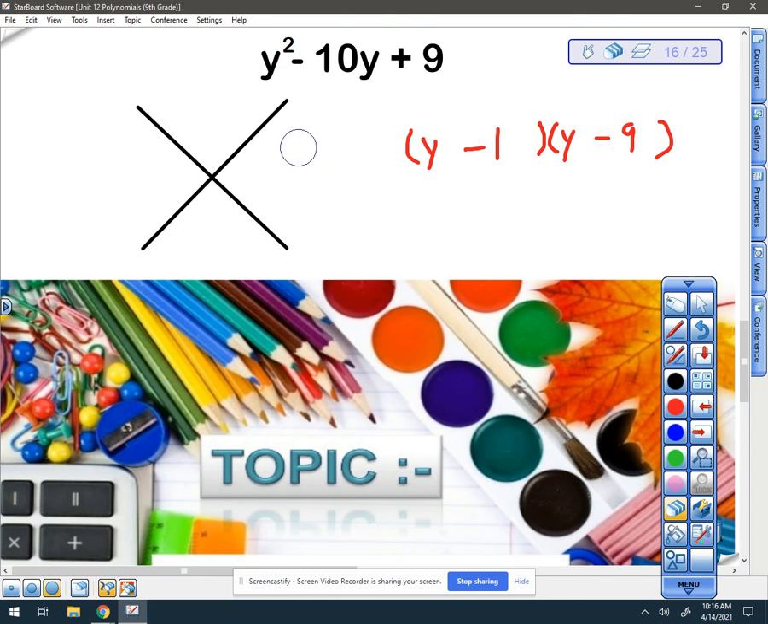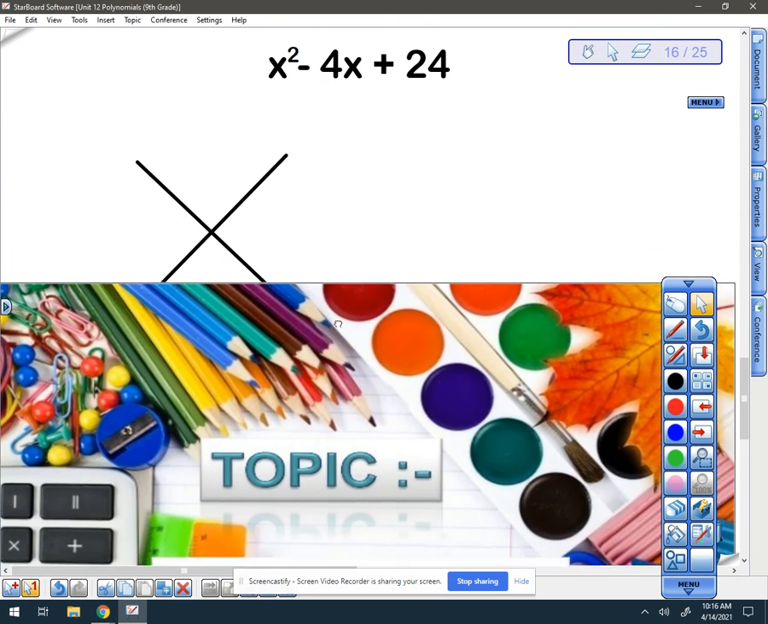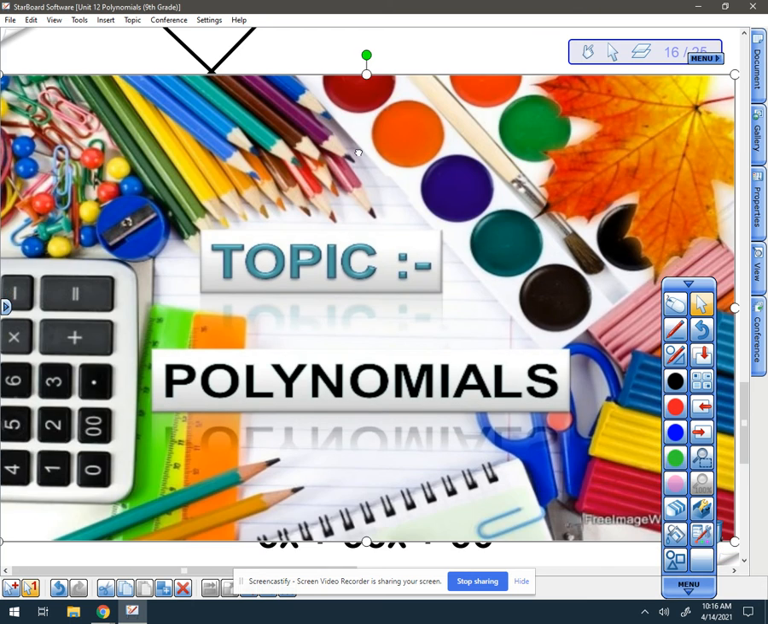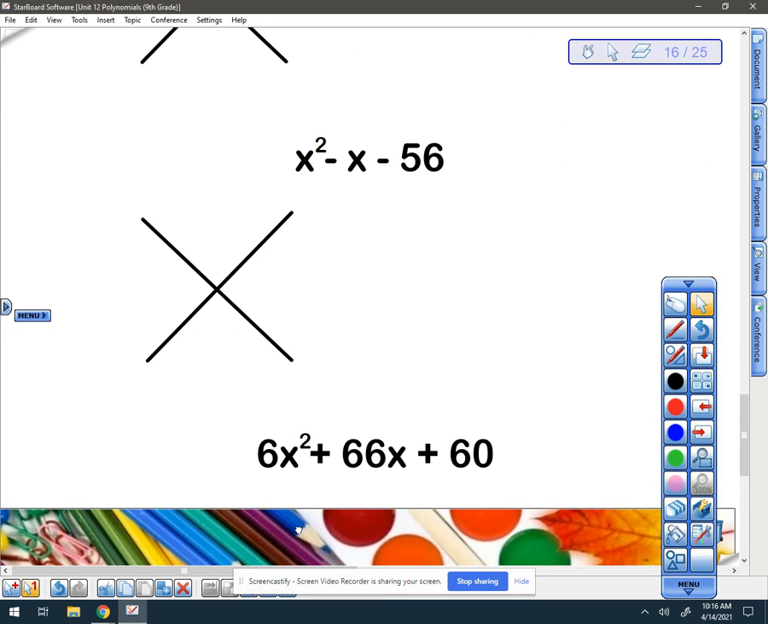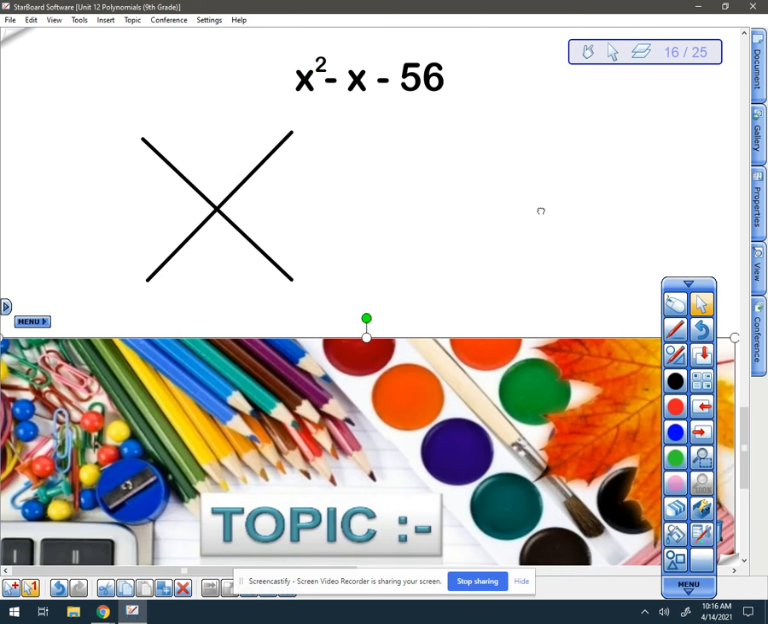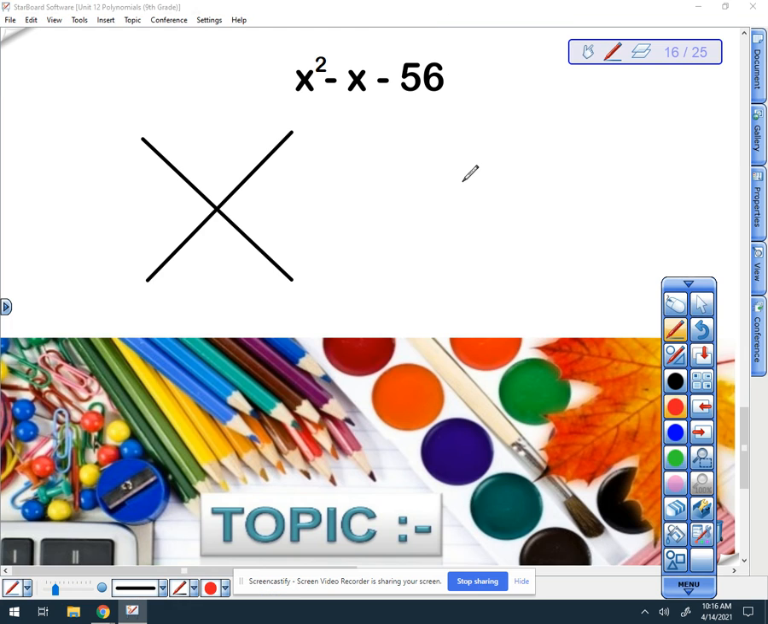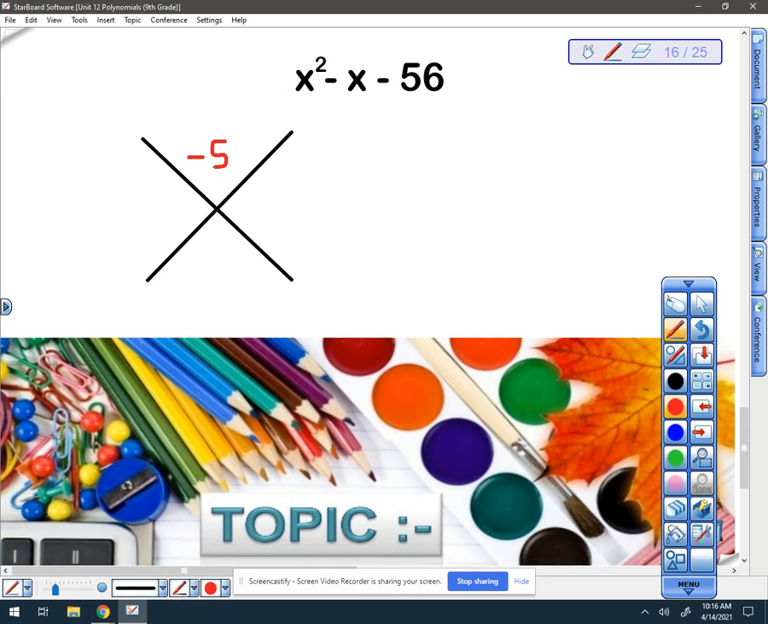So if you're stuck, rewatch part of the video, make sure you understand what's going on. Let's see, I got that one. All right. So we'll skip this one, and we'll go ahead and do this one since it has two negatives in it. So 1 times negative 56 is negative 56, and then x has a negative 1 in front of it, so our b is negative 1. So this one's a little bit trickier. You got some bigger numbers.